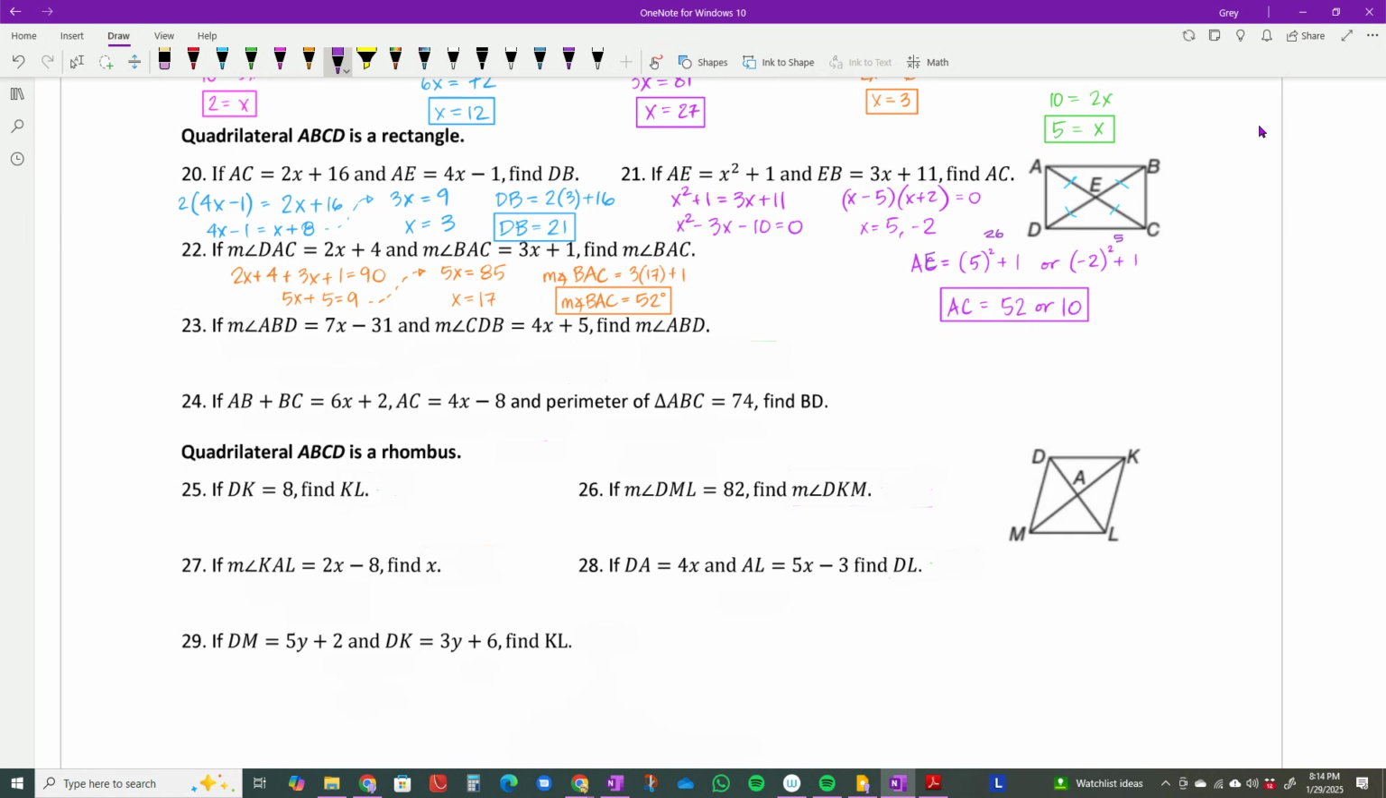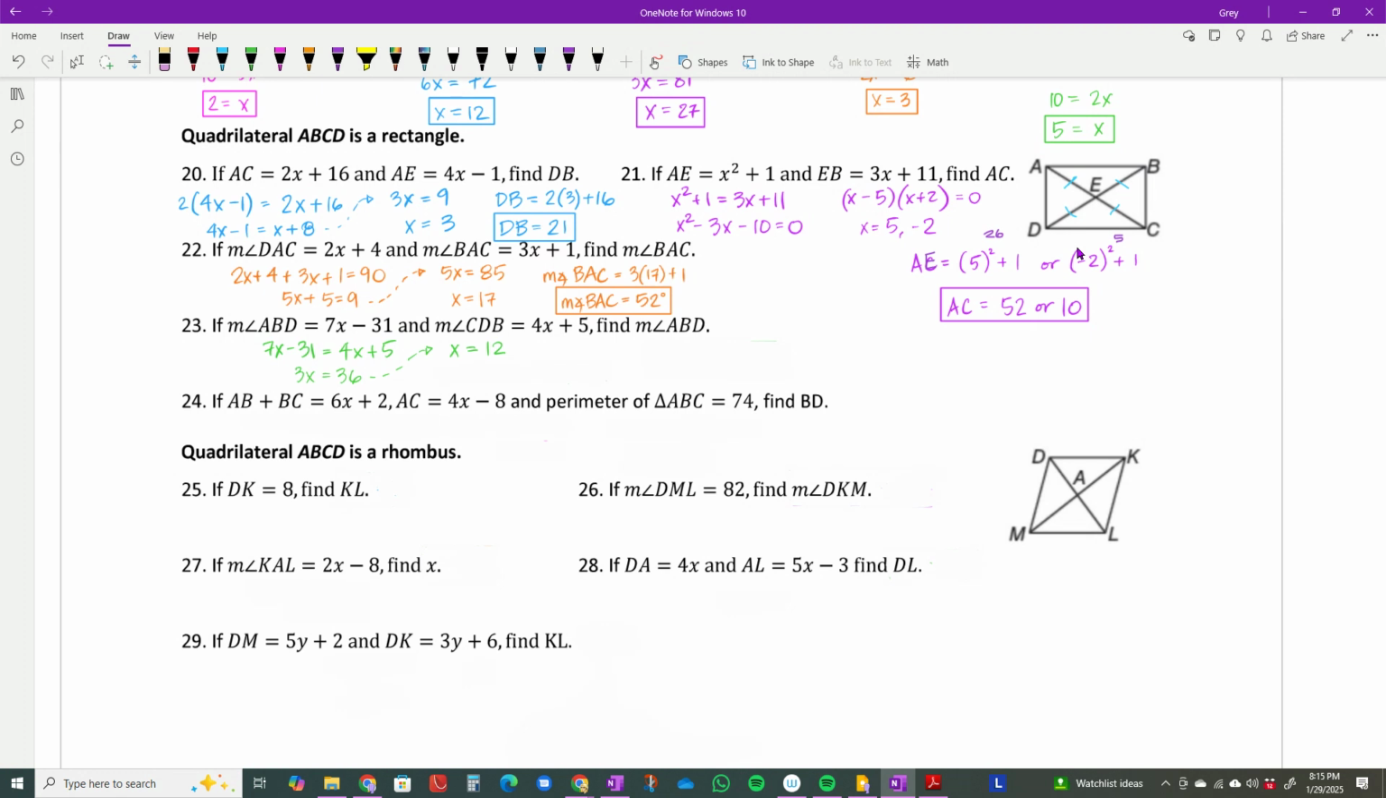Okay. Next, 23. Measure of angle ABD. That's that little one up there. ABD. And CDB. That's this one down here. So how are those two related to each other? Well, I hope y'all are yelling and saying those are alternate interior angles. And we remember that they're congruent. So that means that 7x minus 31 equals 4x plus 5. 3x equals 36. And x equals 12.